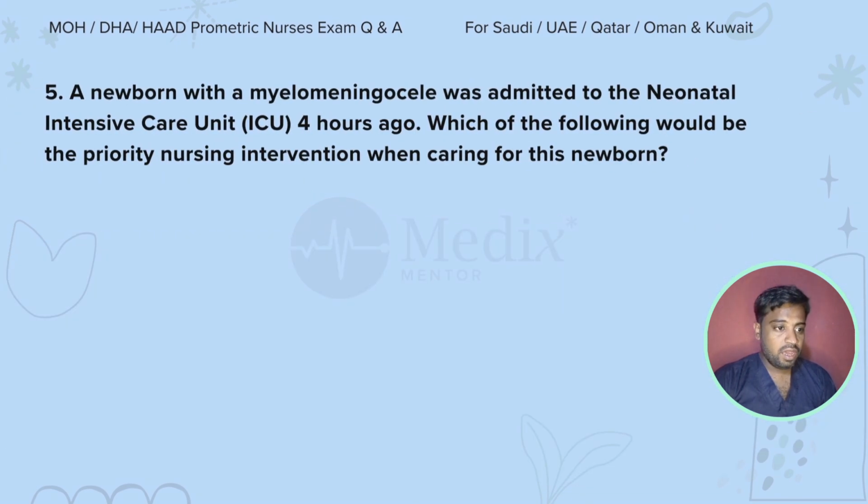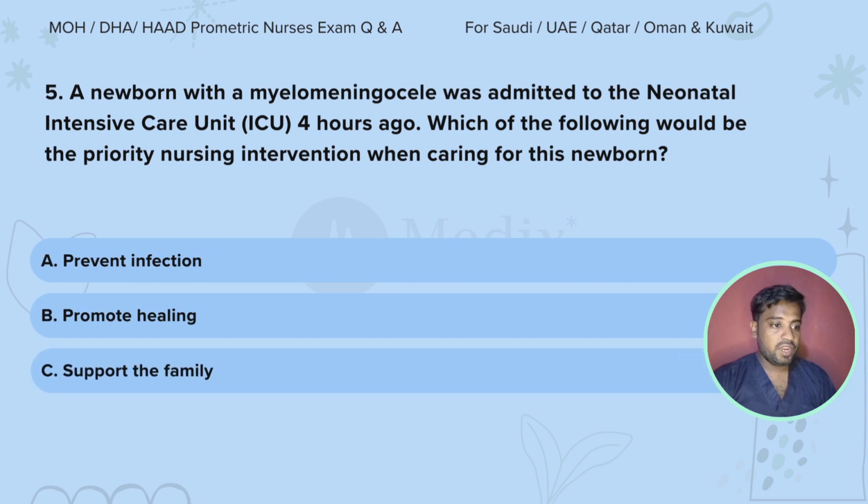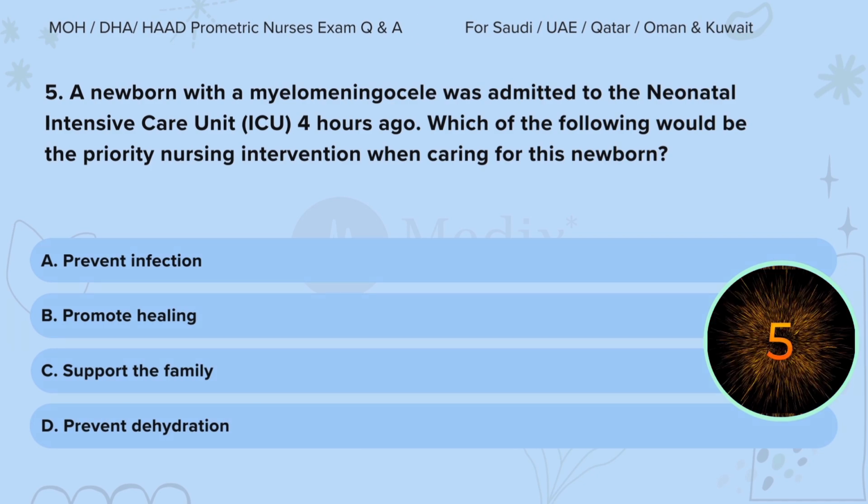Question number 5. A newborn with a meningomyelocele was admitted to the neonatal intensive care unit 4 hours ago. Which of the following would be the priority nursing intervention when caring for this newborn? A. Prevent infection. B. Promote healing. C. Support the family. D. Prevent dehydration.